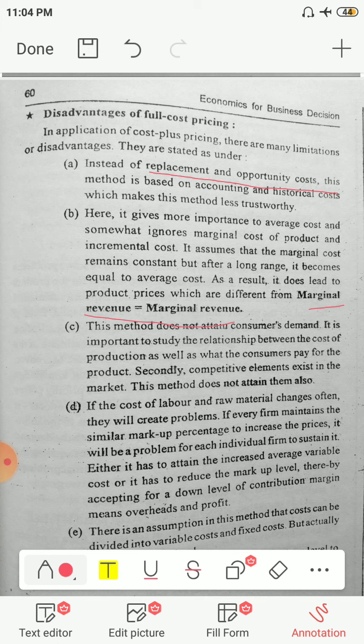Then the next disadvantage is that this method does not attend to consumers' demand. It is important to study the relationship between the cost of production as well as what consumers pay for the product. Secondly, competitive elements exist in the market. This method does not attend to them also. See, if we look at the factors affecting pricing, then a lot of factors are there. Among them, the most powerful factors having a great influence on price are, first, demand and second, competition. If you ignore these two factors, you will simply be thrown out of the market. You must be knowing the law of demand.